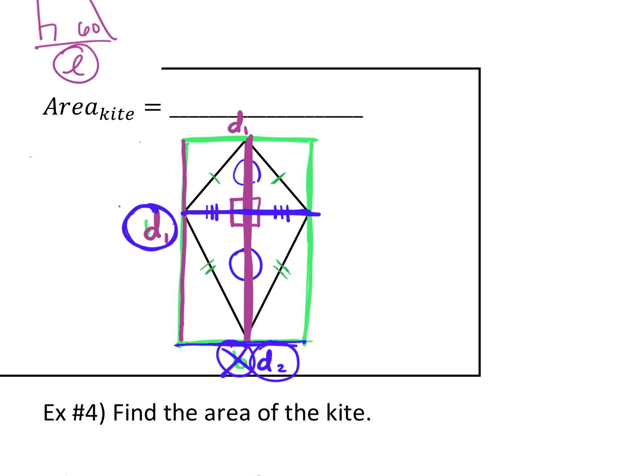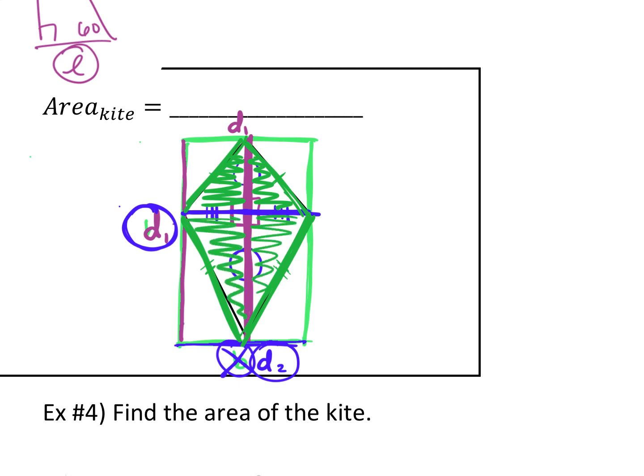Tell me how this kite compares to the whole rectangle. Does anyone see it? This kite, how does this relate to the whole rectangle? What fraction of the rectangle is it? Wait, wouldn't you just subtract because those are all triangles? They are all triangles, so you can just subtract. Look at it this way.